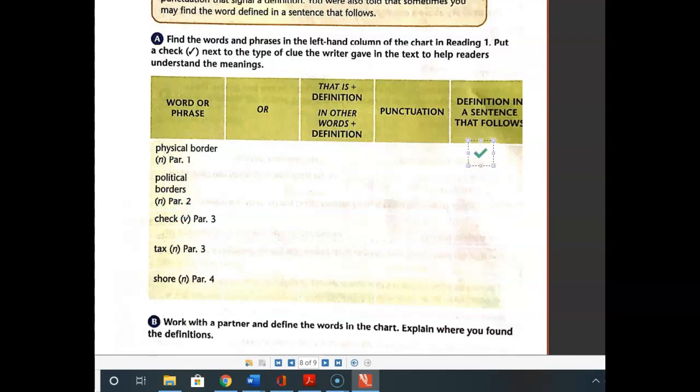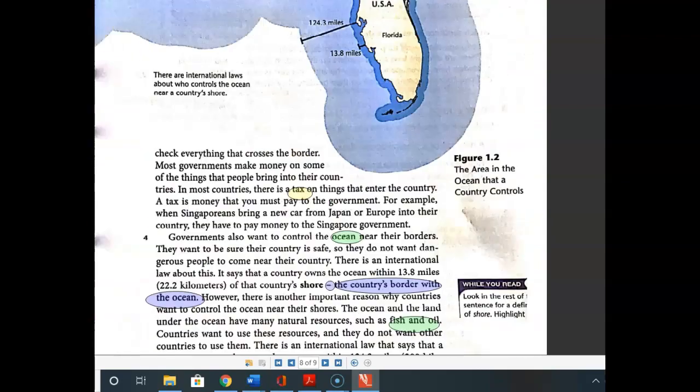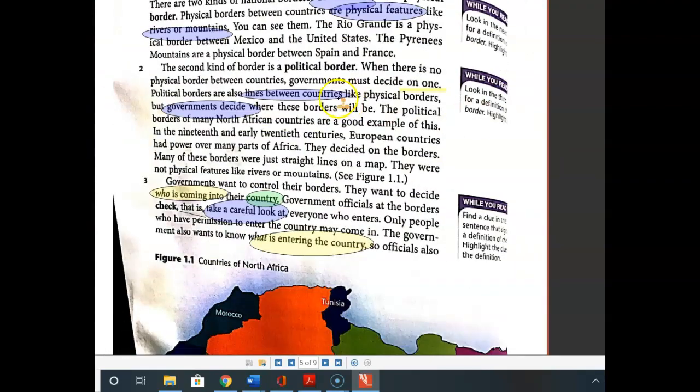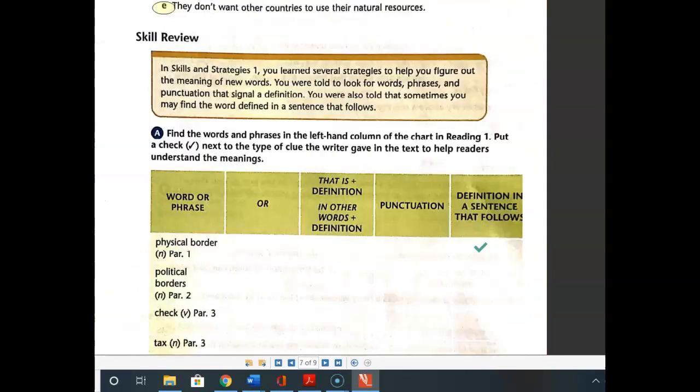Now let's look at political borders, which is in paragraph 2. Political borders, the word is in the first sentence, but remember the definition was in the third sentence, line between countries that governments decide. So for this one, we need to mark in a sentence that follows. So it wasn't in the next sentence, but it was in another sentence.